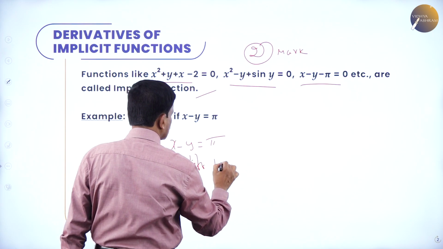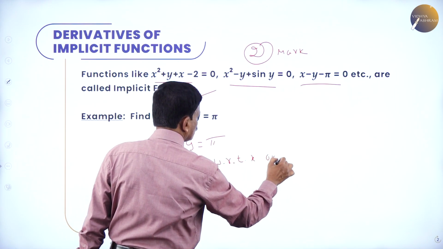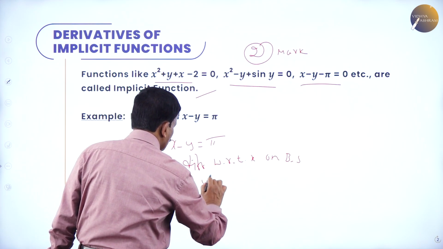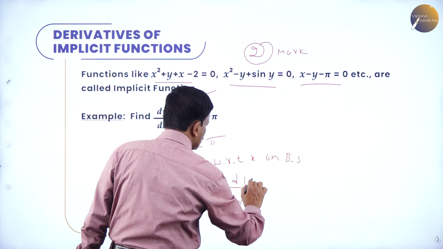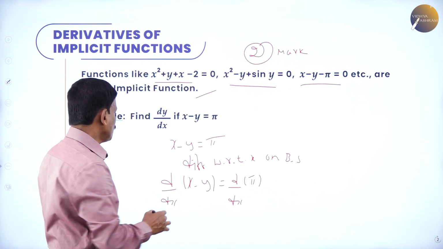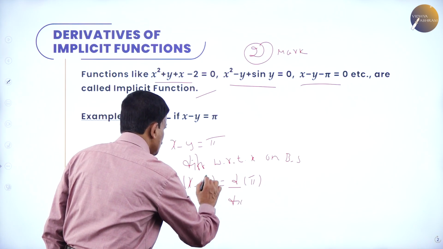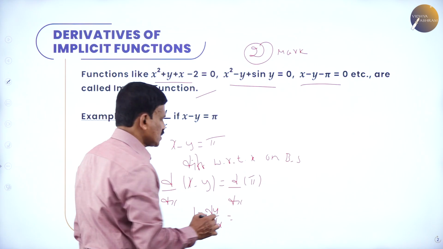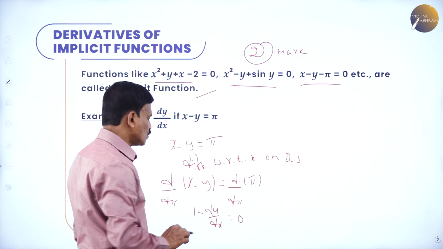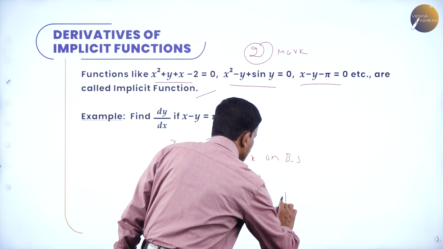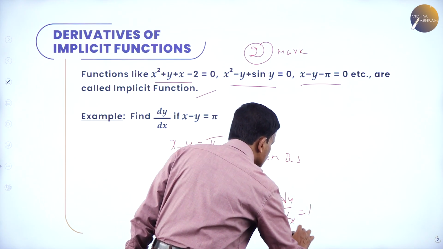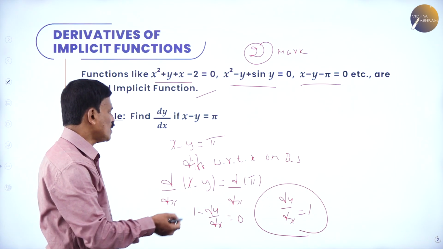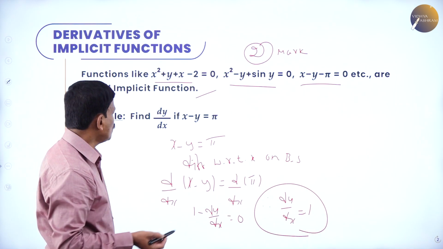Differentiating with respect to x on both sides. That is d by dx of x minus y is equal to d by dx of pi. Now differentiate this. Differentiation of x is 1 minus differentiation of y is dy by dx is equal to pi is a constant, derivative of a constant is 0. So transfer this, therefore dy by dx is equal to plus 1. That's it. 1 mark or 2 marks question. So dy by dx is equal to 1. Now move on to the next problem.